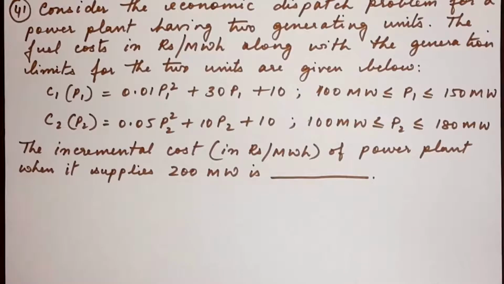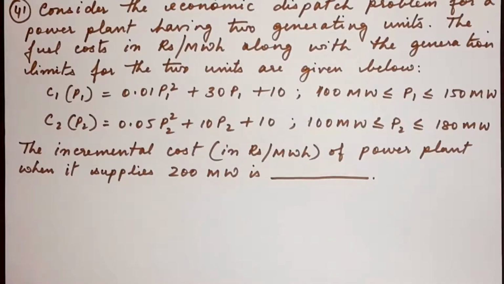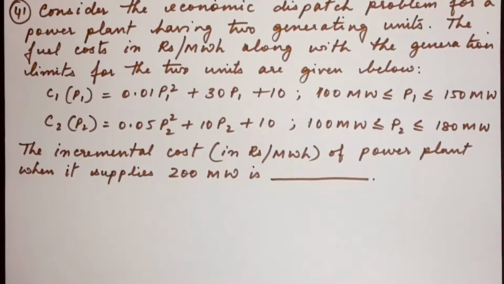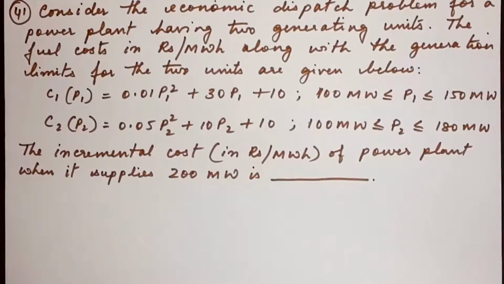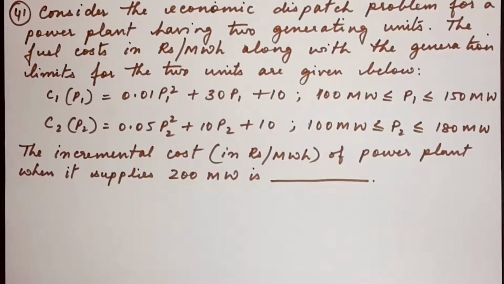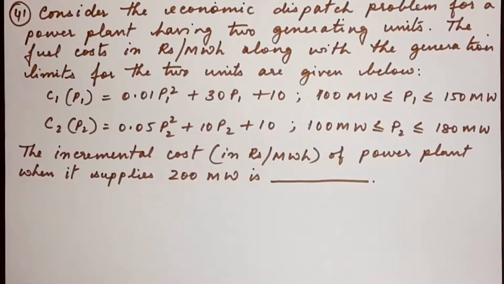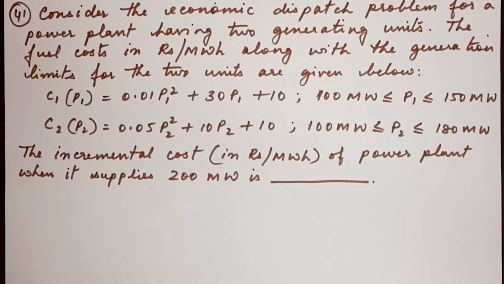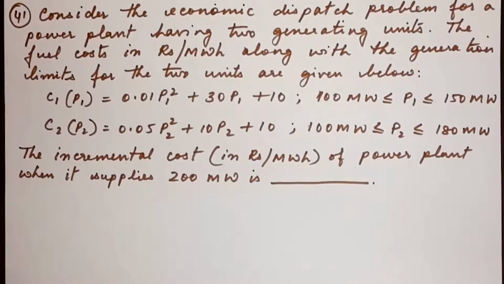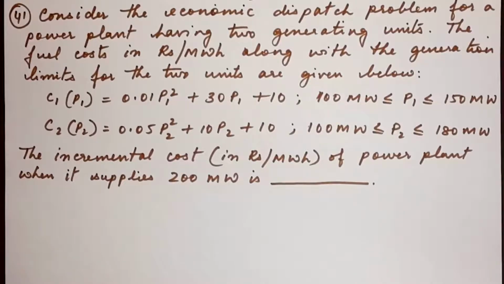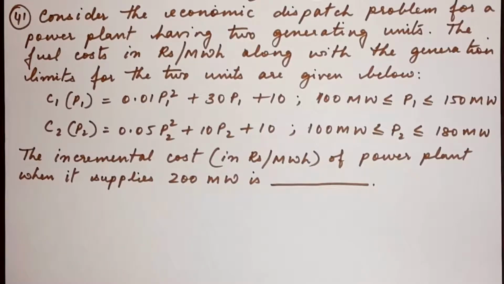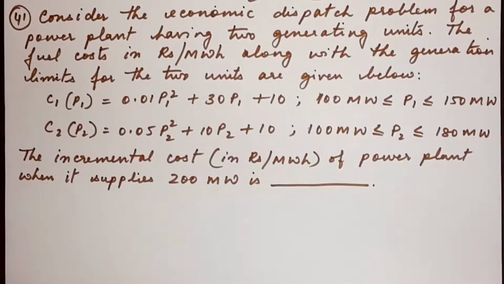C1 of P1 equals 0.01 P1 square plus 30 P1 plus 10, where P1 lies between 100 megawatts to 150 megawatts. The next one, C2 of P2 equals 0.05 P2 square plus 10 P2 plus 10, where P2 lies between 100 megawatts to 180 megawatts. The incremental cost in rupees per megawatt hour of the power plant when it supplies 200 megawatts is dash.